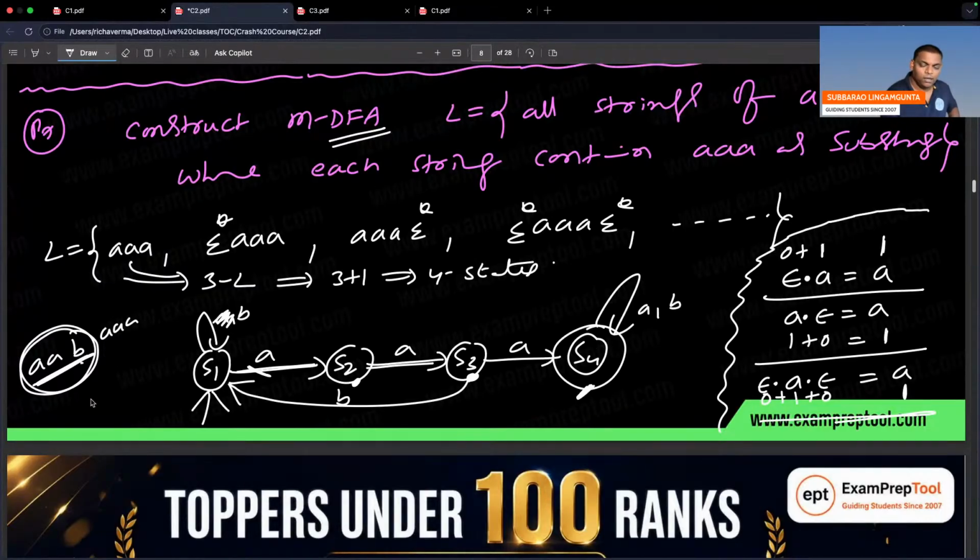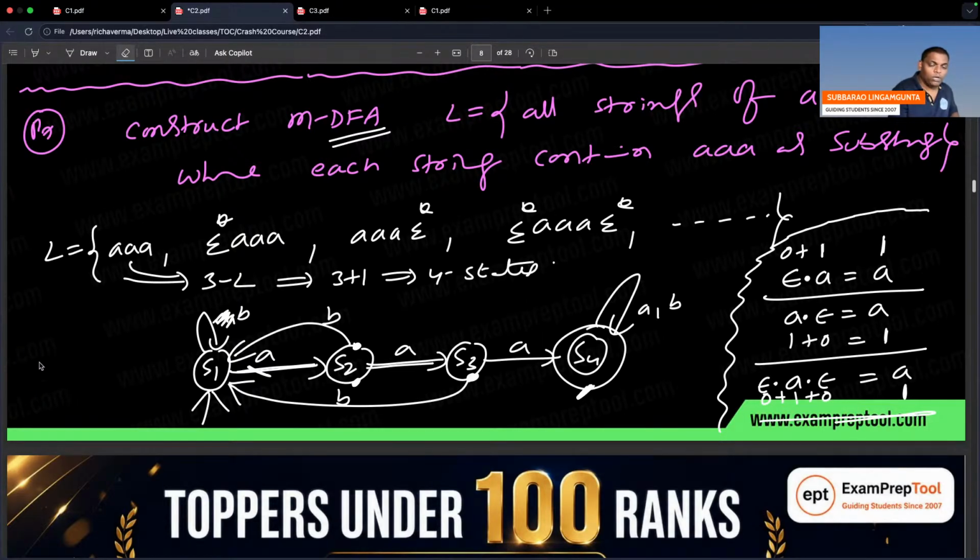Same way. After single A, I am here. After single A, 2 more A's, I will go to final. After single A, if B comes, I think the sequence is failed. Then again triple A comes. So I think B, go here. So that's it. It is a DFA check.